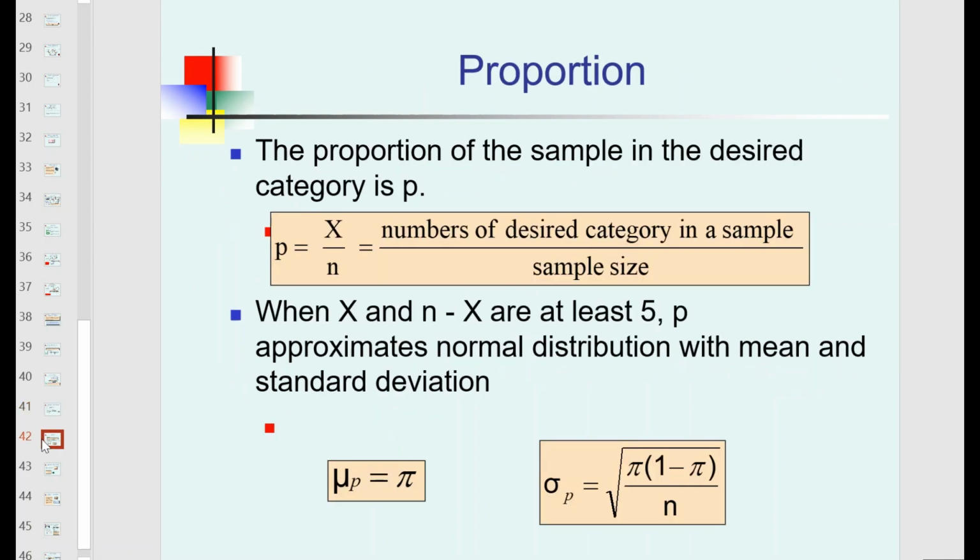The part of the proportion that is desired is denoted as pi here. The proportion of the sample in the desired category is p. Okay, p equals what? The proportion equals the number of desired category in the sample divided by the sample size. When X and n minus X are at least 5, the p of the proportion approximates a normal distribution with a mean and standard deviation. So the mean for proportion equals pi here, and sigma of proportion equals the square root of pi times 1 minus pi, divided by n.